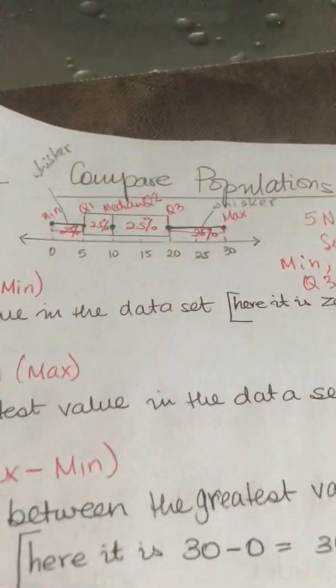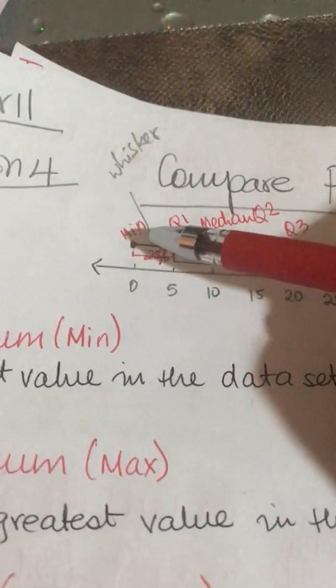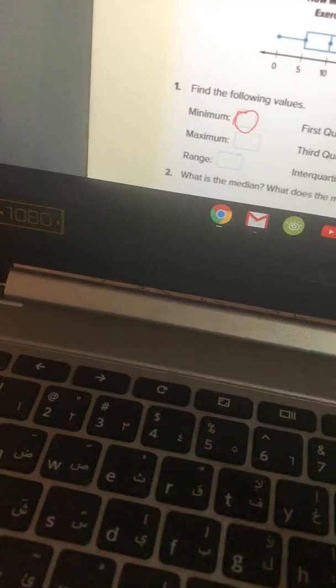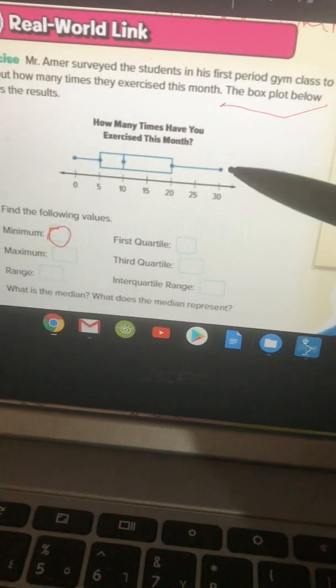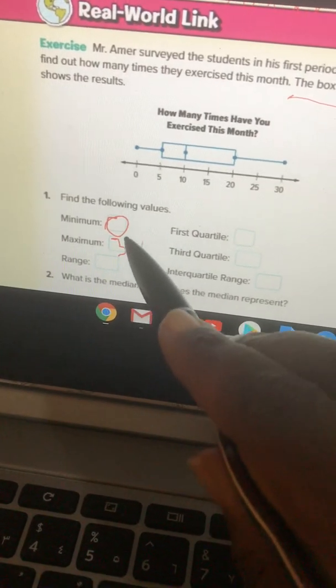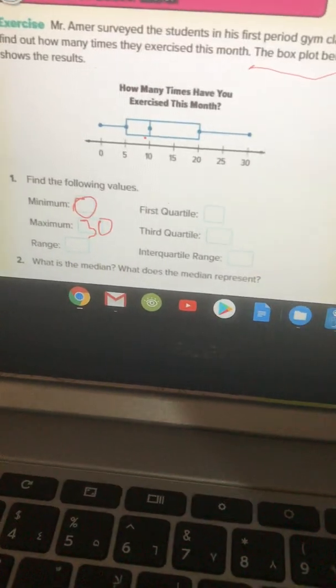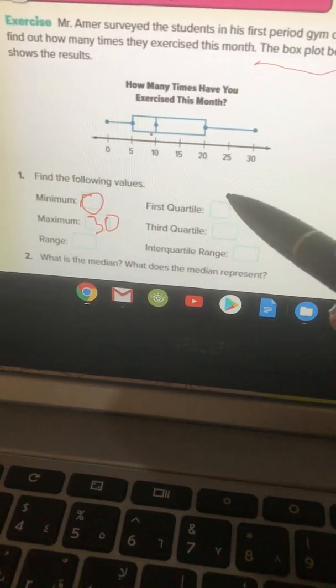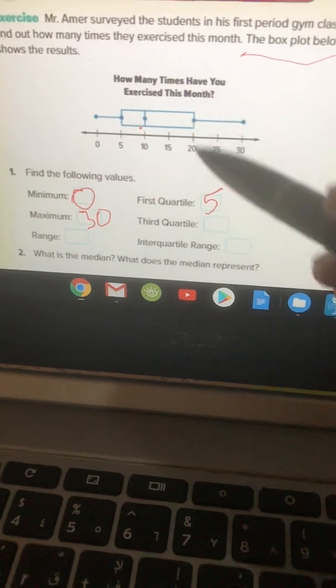Okay? Now, according to our picture, our minimum is 0. So I will write 0 over here. What is my maximum? The largest value, which is 30. I will write 30 here. What is my first quartile? My first quartile is 5. I will write it over there. My third quartile is 20.